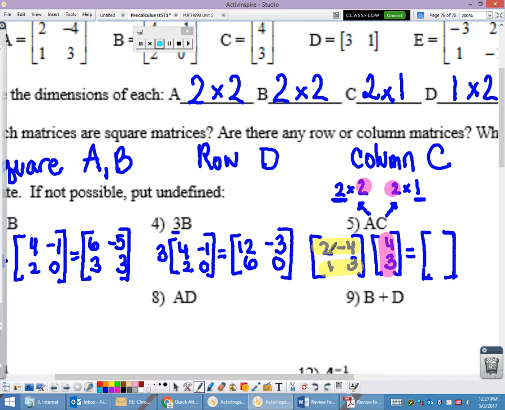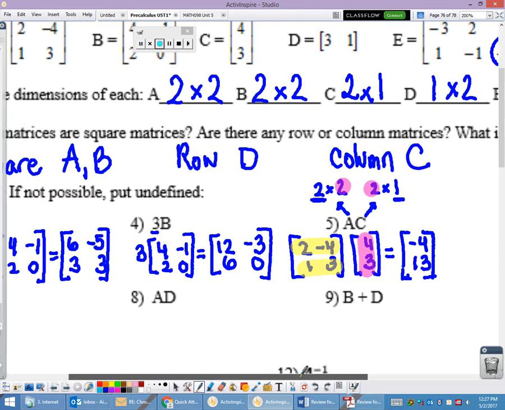So I'm going to start by multiplying 2 times 4, which gives me 8, and then negative 4 times 3, which gives me negative 12. Then I'm going to add those together. So I'm going to say 8 plus negative 12 gives me negative 4. Okay? Now I'm going to take the second row and multiply it by this first column and then add those together. So 1 times 4 is 4, 3 times 3 is 9, 4 plus 9 is 13. So my resulting matrix is going to be negative 4, 13, and again it's 2 rows and 1 single column.